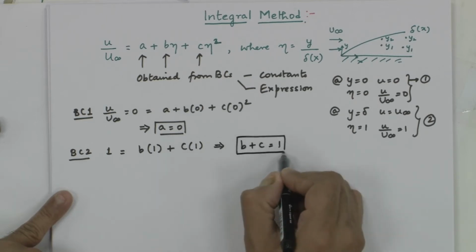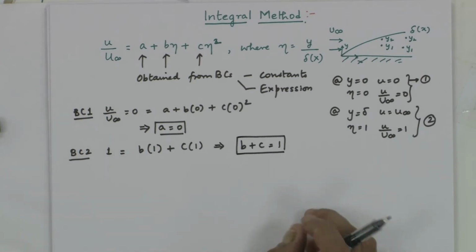I have to have a third condition which gives me another relationship between b and c, so that I can solve for b and c separately, and therefore, I would get u by u infinity as a function of a plus b eta plus c eta square. For greater accuracy of the solution you need a higher order polynomial, but for that you need to have additional physically relevant boundary conditions. I cannot have any random boundary condition, it needs to be physical.